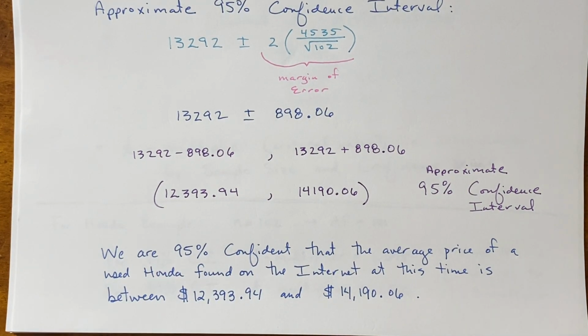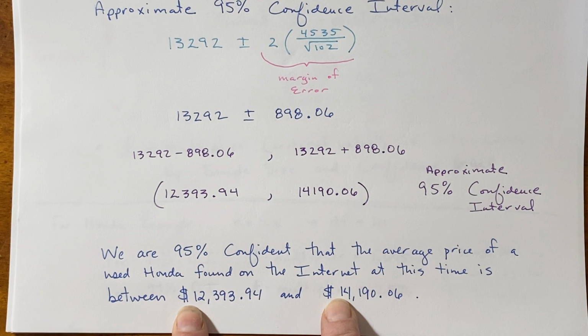We are 95% confident that the average price of a used Honda found on the internet at this time is between $12,393.94 and $14,190.06. Now we're talking about means, not proportions, so you need to put the units on whatever it is your values are representing. Here they're representing actual dollar values, so I'm using dollars. So when we're talking about sample means, whatever it is we're talking about will change from study to study to study. So we need to include the units.